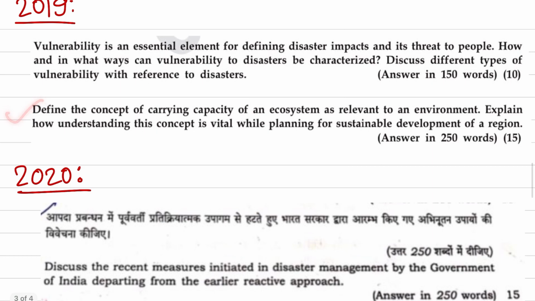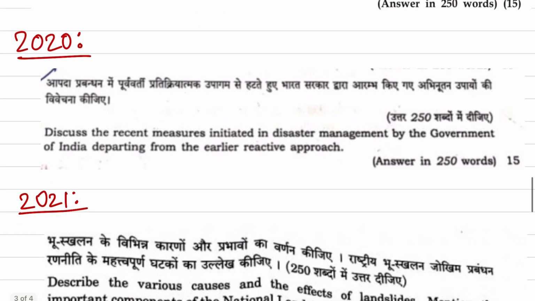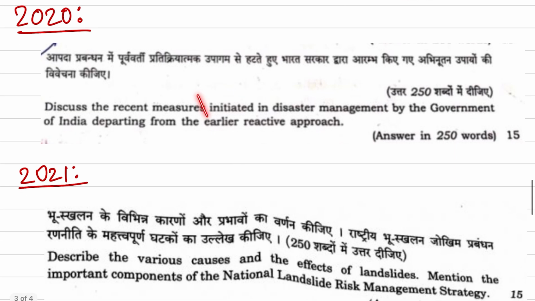Second question, define the concept of carrying capacity of an ecosystem. Again, this is not relating to disaster management. 2020. Discuss the recent measures initiated in disaster management by the Government of India departing from the earlier reactive approach. Again, this is a general disaster management related question and not related to any specific disaster as such. We will see this in detail also.